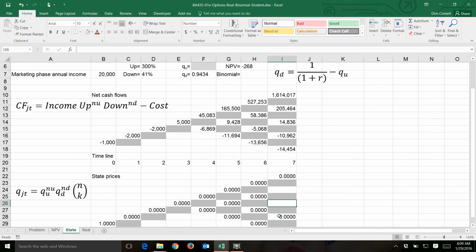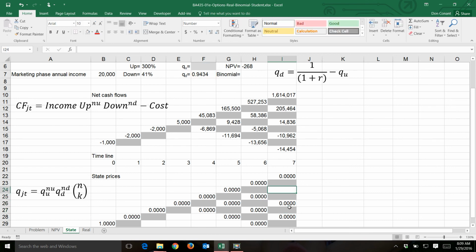We move to the next one. In order to get to here, we have had an upstate 5 times, times a state down 2 times. Get to this position, times, then our binomial coefficient, combin, again counting over 0, 1, 2, 3, 4 for n, comma, starting from the bottom 0, 1, 2, so k is 2, choose 2, and enter.